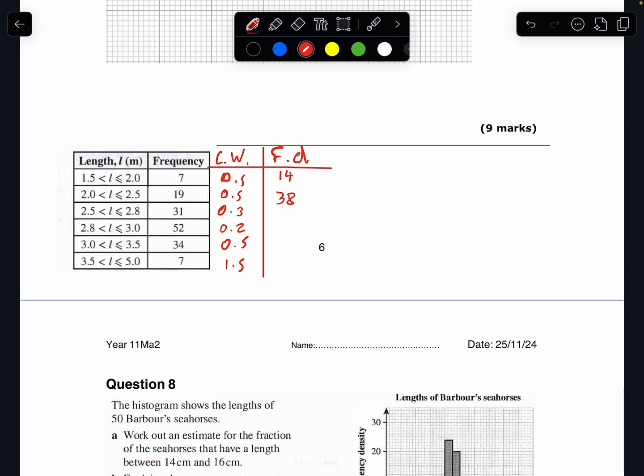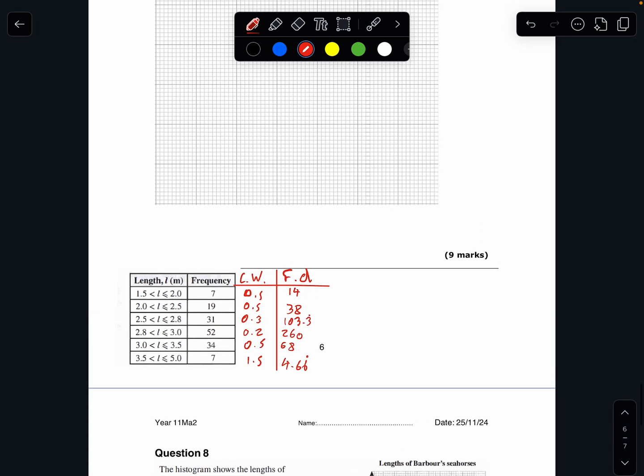38. 31 divided by 0.3, I don't know, so I'm just going to type it in a calculator. 103.3 recurring. 52 divided by 0.2 is 260, which is absolutely disgusting, but we live with it. 34 divided by 0.5 is 68. And 7 divided by 1.5 is going to be 4.666 recurring. Okay, cool. So those are our frequency densities.